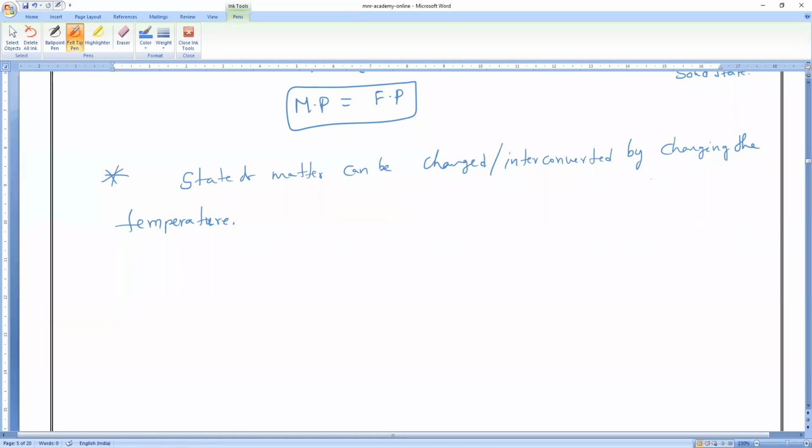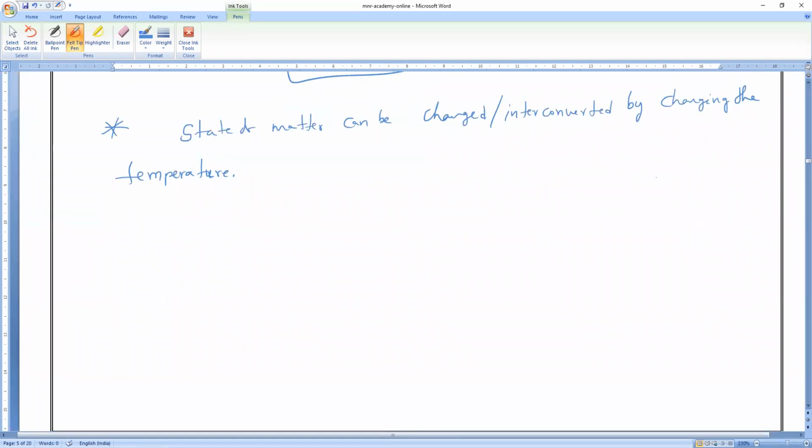Now, we have some substances directly converting from solid to gas, or directly converting from gas to solid. That is the last process we call. What is that process called? Sublimation. Okay, so write it: sublimation.